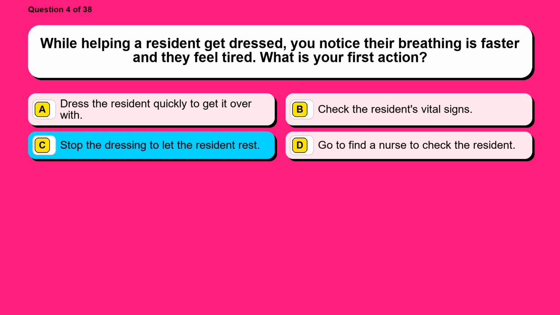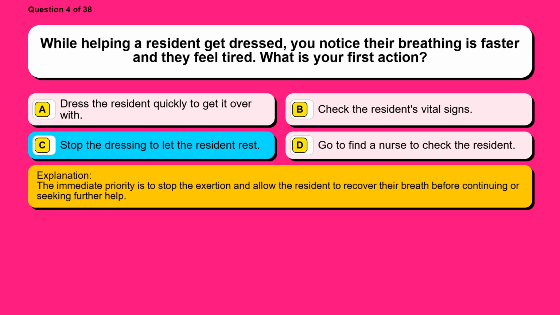The correct answer is option C, stop the dressing to let the resident rest. The immediate priority is to stop the exertion and allow the resident to recover their breath before continuing or seeking further help.